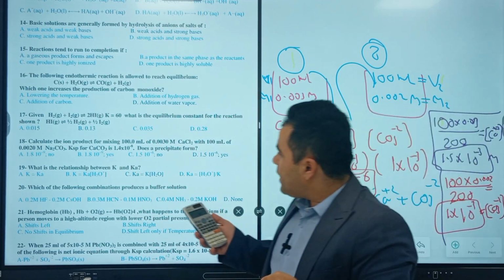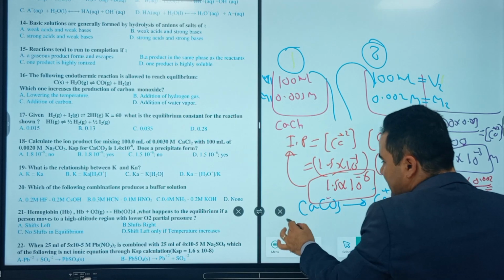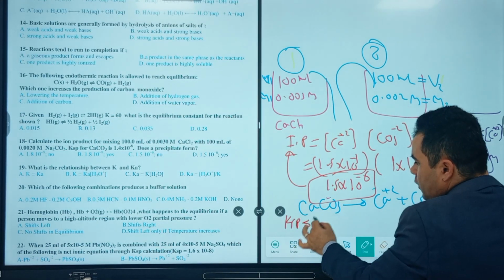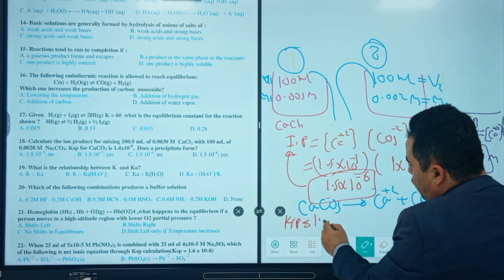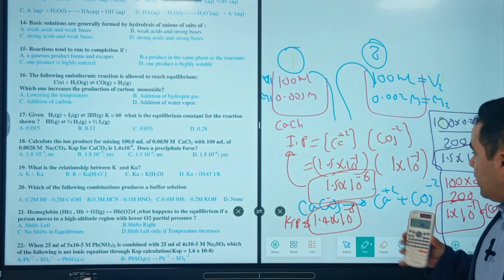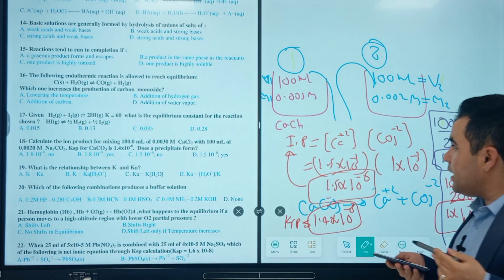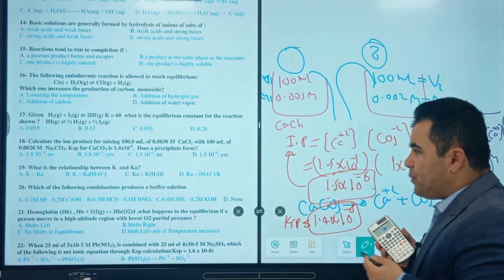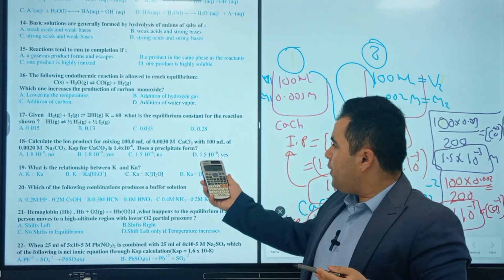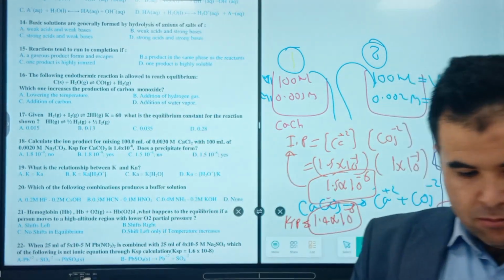What's the KSP? KSP is given as 1.4 × 10^-8. IP is higher than the KSP, since minus 6 is higher than minus 8. So there will be a precipitate. The IP is 1.5 × 10^-6, and yes, a precipitate will fall.